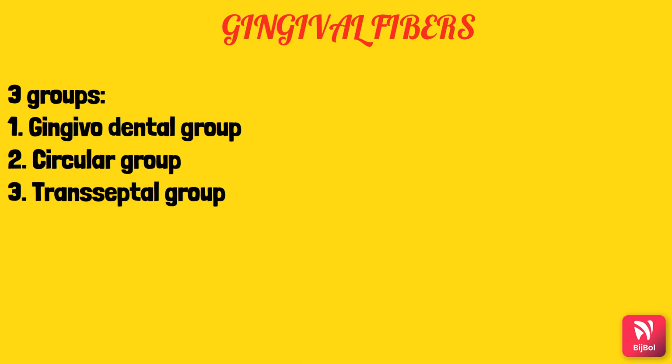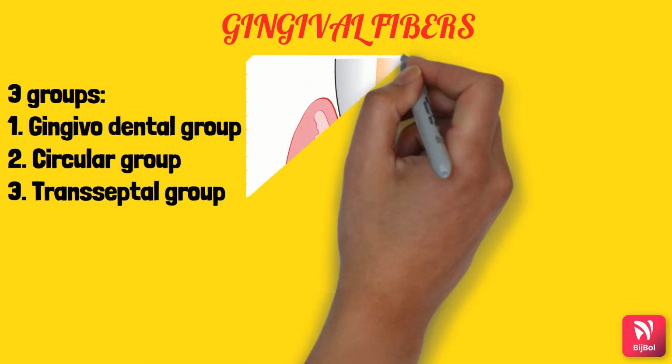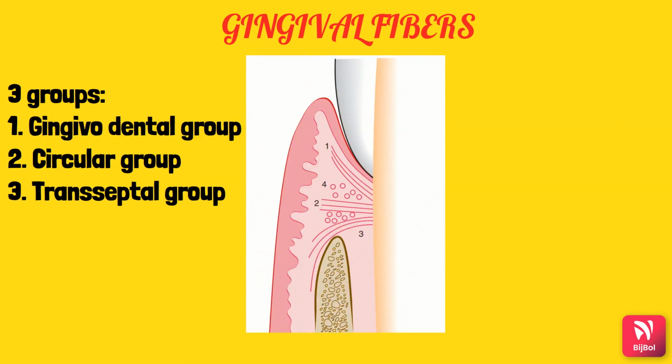There are three groups of gingival fibers. Those are the gingivo-dental group, the circular group, and the transeptal group. The circular group, as the name suggests, surround the tooth in a ring-like fashion. They encircle the tooth. Whereas the transeptal group are the horizontal bundles present interproximally connecting the two teeth. Whereas the gingivo-dental group of fibers are present on the facial surface, lingual surface, and on the interproximal surface also. They are embedded in the cementum and they fan out towards the crest, towards the outer surface of the marginal gingiva, and also towards the periosteum of the labial plate, as you can see in the picture.